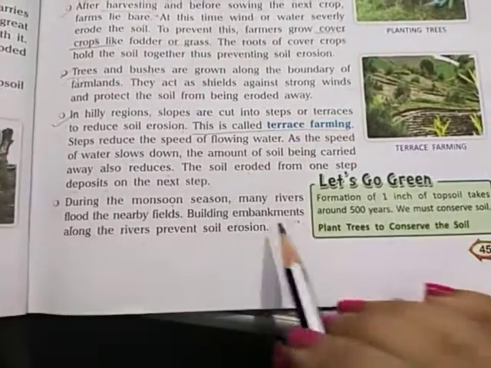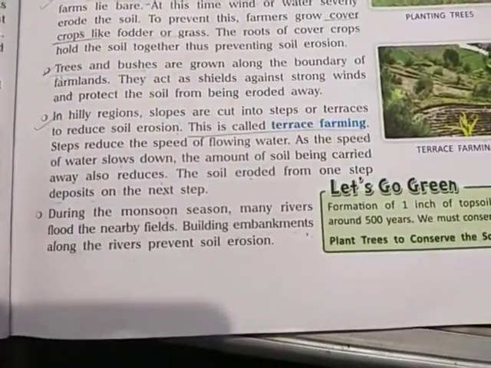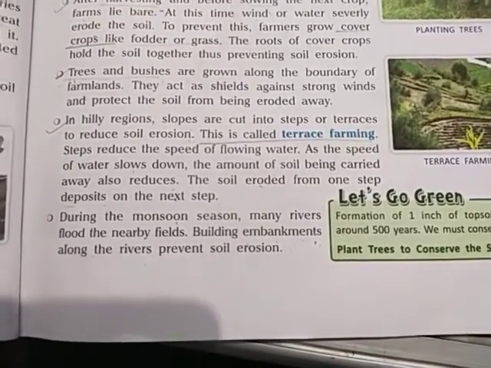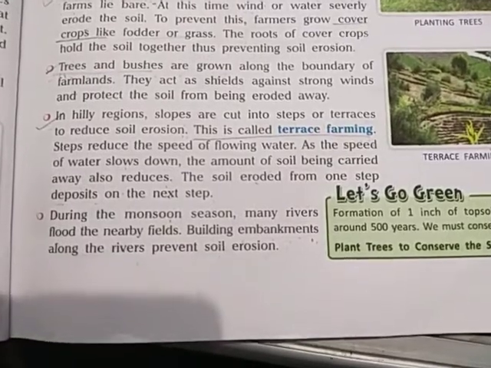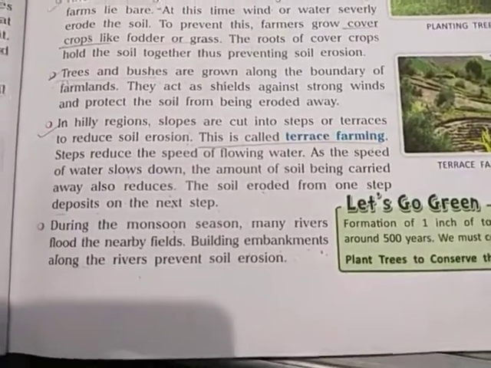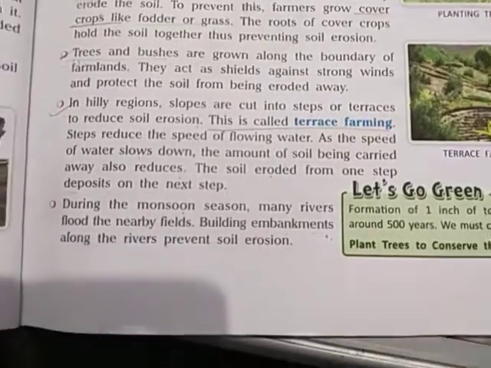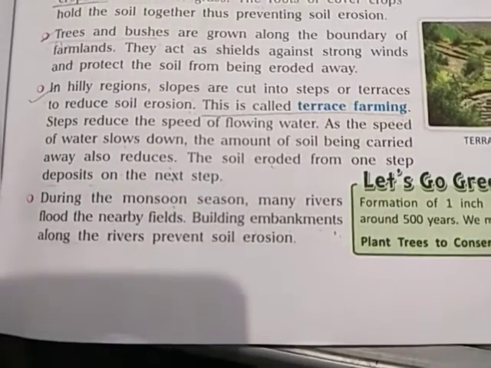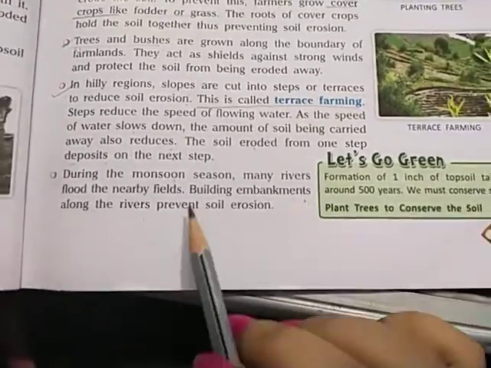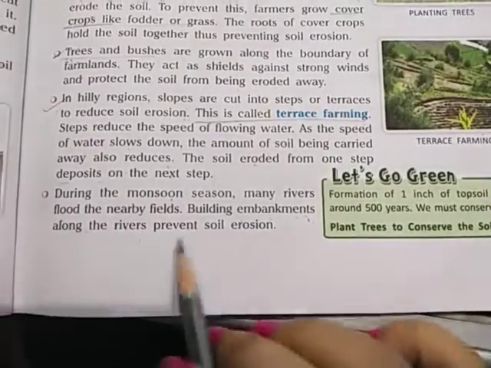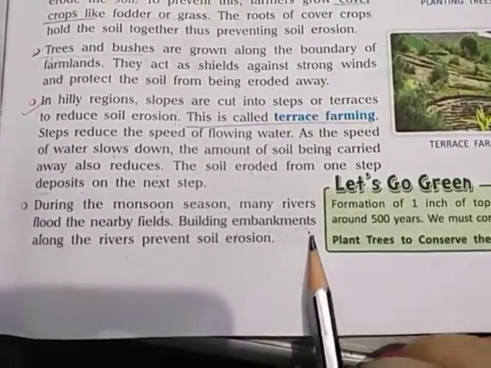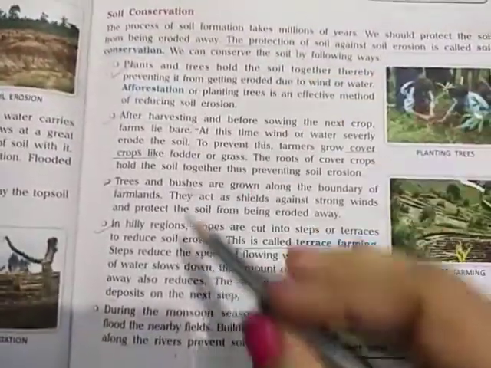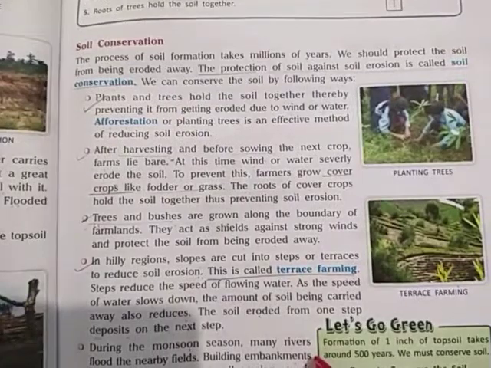Now the next is building embankments. Building embankments or dikes are the walls which are meant, in the rainy season or monsoon season, to protect the nearby area of the rivers from the flood. So by building embankments or dikes, soil erosion will be prevented. I think all these points are clear now.